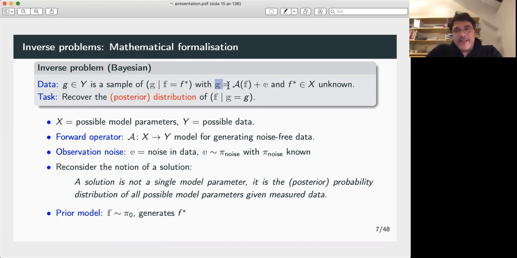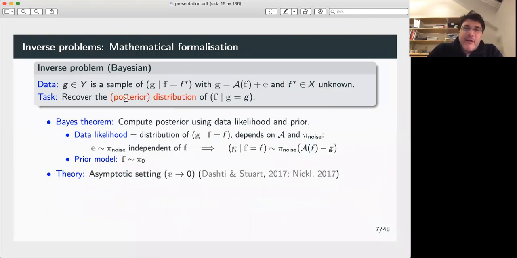You still have essentially the same model for how data is being generated, but here we are now putting in a random variable instead. And f star is still the unknown ground truth image. Then ideally, we would like to recover the posterior distribution. Now, this all sounds nice. And of course, you can apply Bayes' theorem and express the posterior in terms of the data likelihood and the prior.